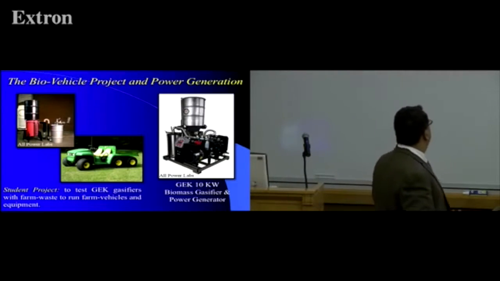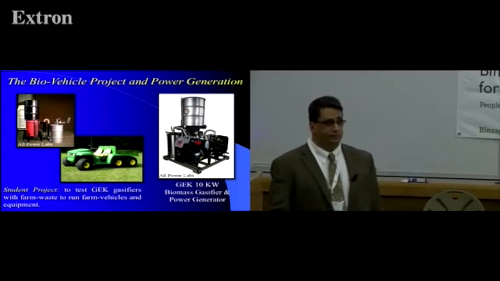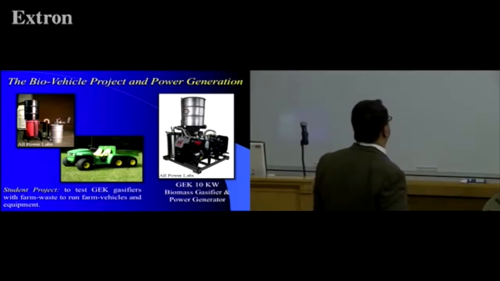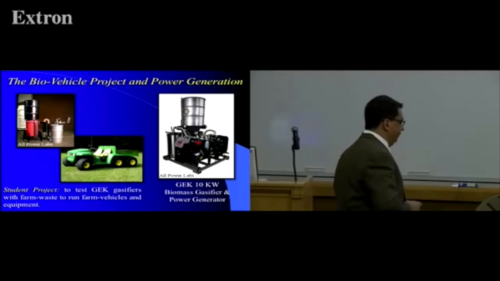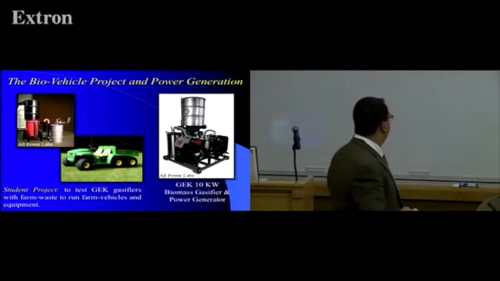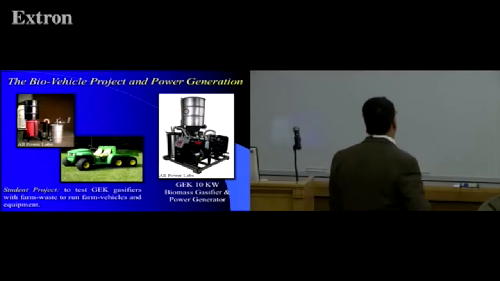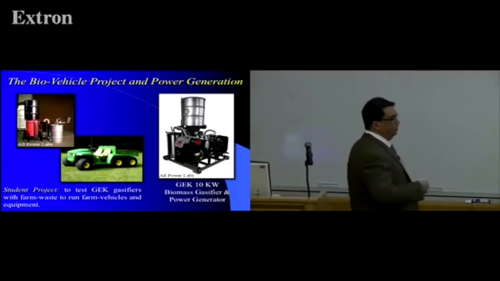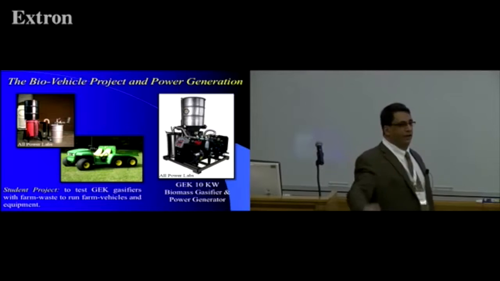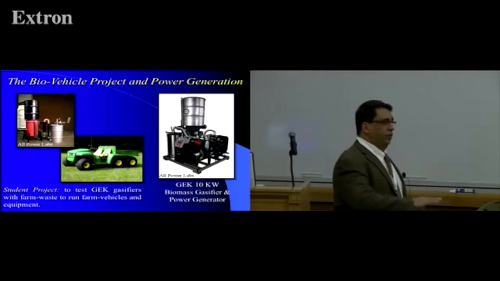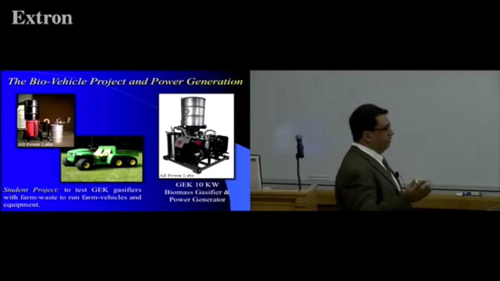This is basically a project that I initiated for students. We bought a small John Deere six-wheel drive ATV, and a commercial downdraft gasifier from Berkeley, California, and we tried to hook these two up and see how they work. The idea is to use farm waste that you find on your farm to run your own farm equipment, your lawnmowers, your tractors, your ATVs, without relying on any fossil fuel. We did this in upstate New York, where they have lots of farming land.